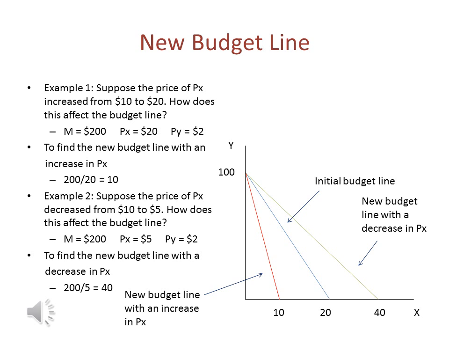Notice that the increase in the price of PX caused a clockwise rotation in the budget line, where the decrease in the price of PX caused a counterclockwise rotation in the budget line. The blue line is the initial budget line. The red line is the new budget line with an increase in PX, and the green line is the new budget line with a decrease in PX. Notice that the maximum amount of good Y stays unchanged with an increase or decrease in the price of PX.